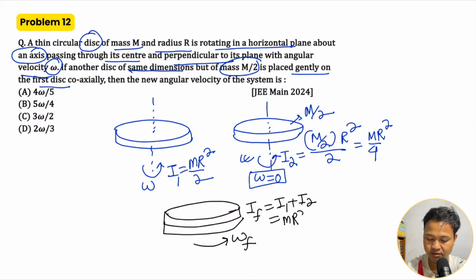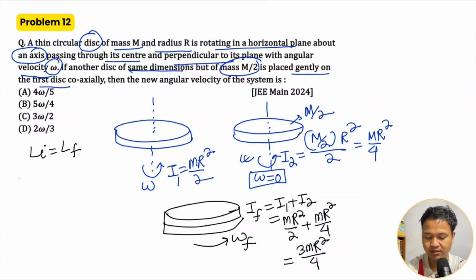So mr squared by 2 plus mr square by 4, which is 3 mr square divided by 4. That is the final moment of inertia. Now angular momentum is conserved, so L initial equals L final. Initially, I into omega, so I1 into omega initial, is equal to I final into omega final, the final angular speed.